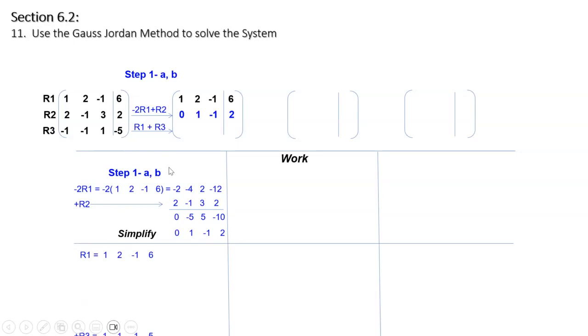I'm going to do the second part, row 1 plus row 3. We're going to add them. It's going to give us 0, 1, 0, 1. That's my new row 3.